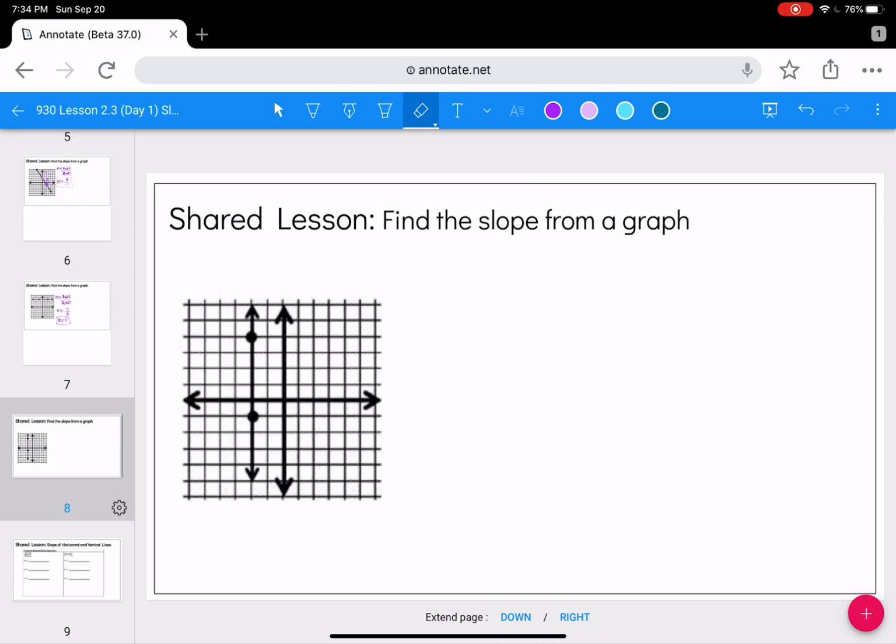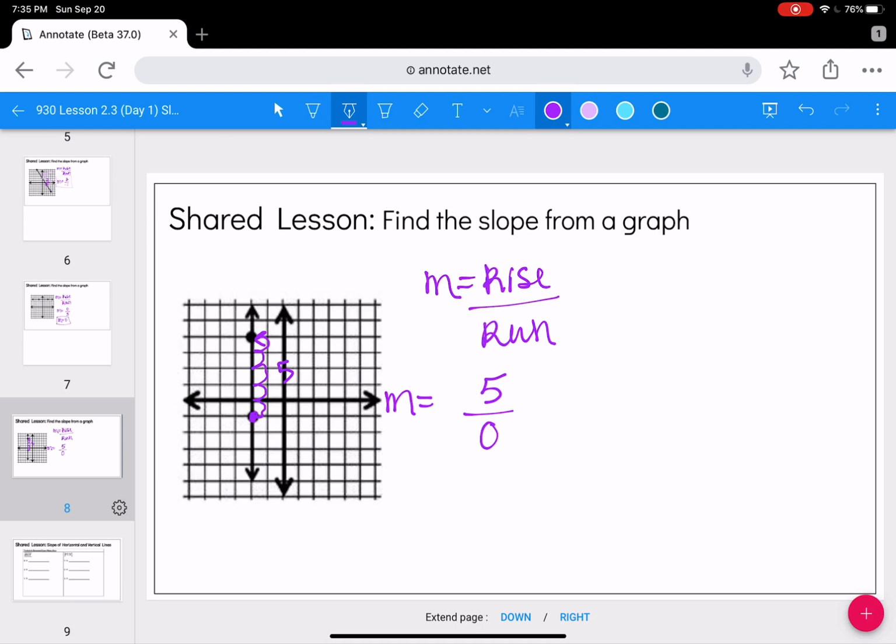Here we're going to find the slope from this graph. So I'm going to pick my bottommost point, which is right here. Again, we are using the rise over run method. Am I rising? Yes, I am. I'm going 1, 2, 3, 4, 5 up. So that is a +5. But am I running anywhere? No, I'm not. So I put that 0 in the denominator.